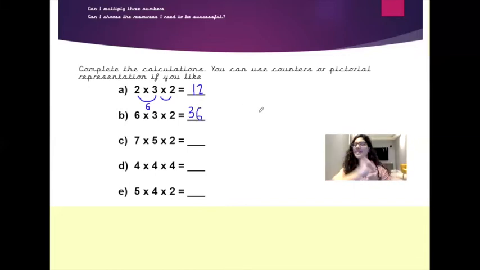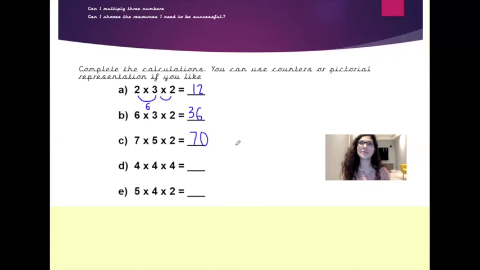36. C, 7 times 5 times 2. So 7 times 5. I'll tell you what, I know my 5 times table is better, so I'm going to do 5 times 7. 35. And 35 times 2. It's just double 35. So I think that would be double 35. 35 plus 35. 70. If you got 70, you are correct. Well done. The next one, 4 times 4 times 4.